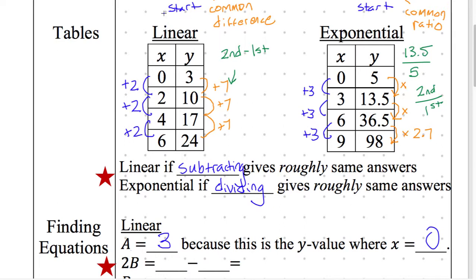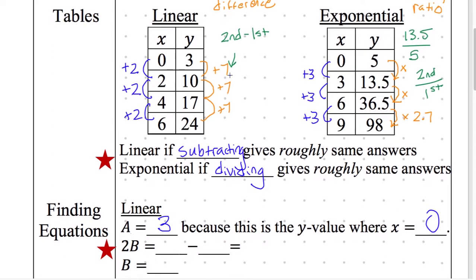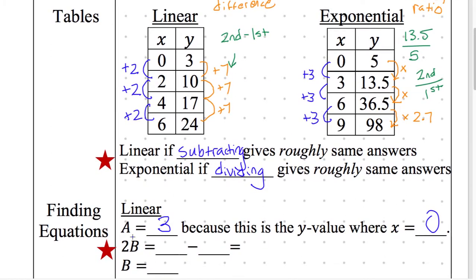In this table, do I see a 2 repeated anywhere? Because you're adding 2. Adding 2 where? To the x's or the y's? Exactly, yeah. Because I'm going up by a constant amount of 2, I have to say 2b. If I was going up by a constant amount of 3, I would be saying 3b.